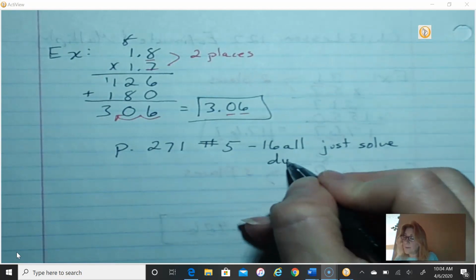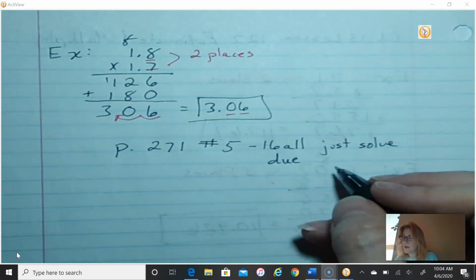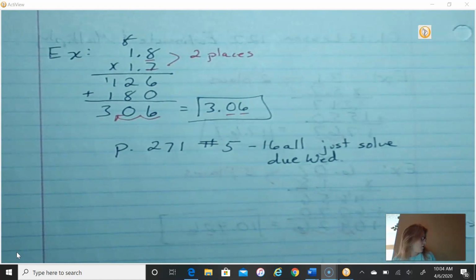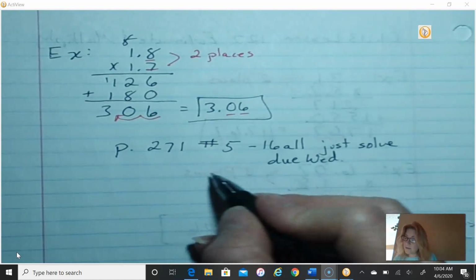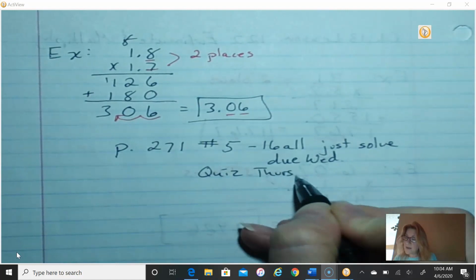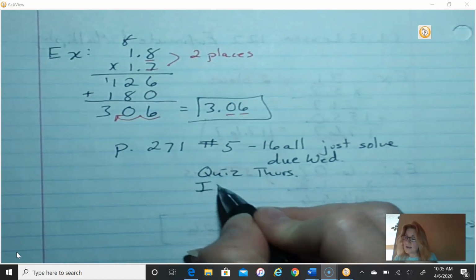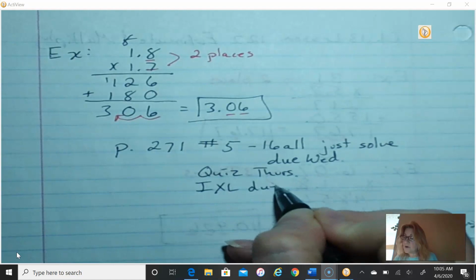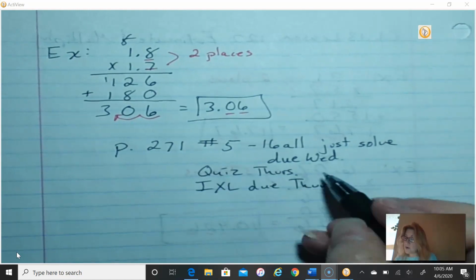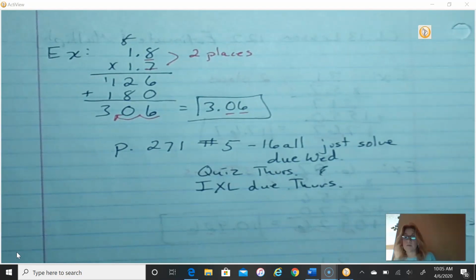It's due Wednesday. You have a quiz Thursday. And you have your IXL due Thursday. And your quiz is basically going to be on this multiplication and stuff like that. So all of this is due Wednesday.